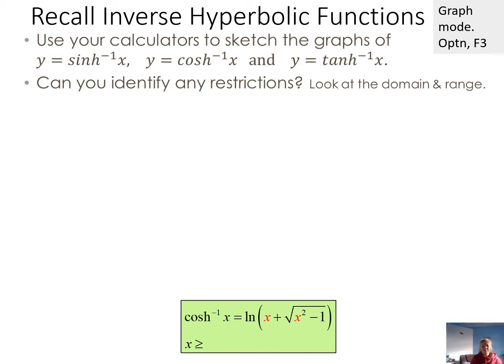We call these inverse hyperbolic functions. You might want your graph mode for this, option F3. Hyperbolics are there on the screen if you look. Anyway, use your calculator to sketch the graph of sinh to the -1. So if you have a go at that, y equals, follow those options, graph mode option F3, and then sinh to the -1 of x.